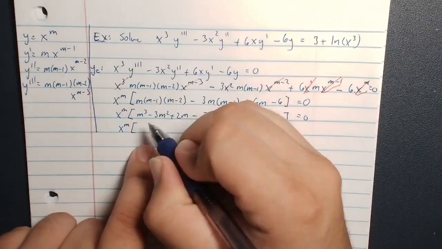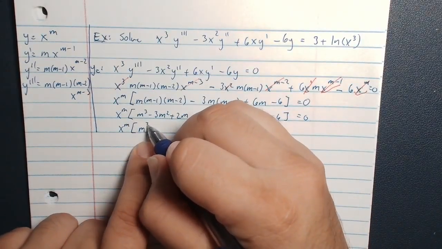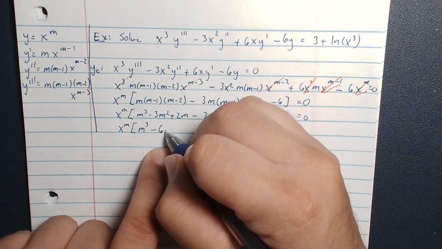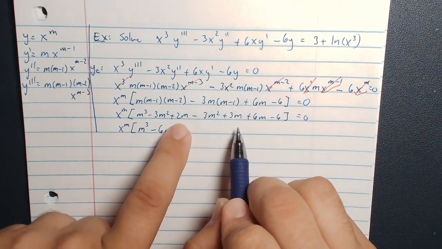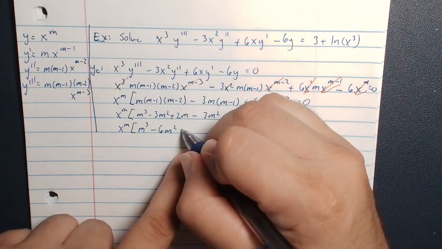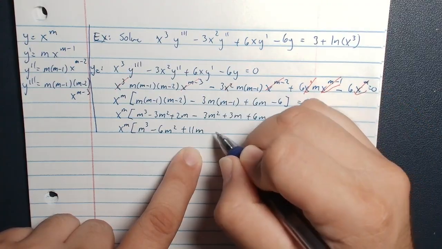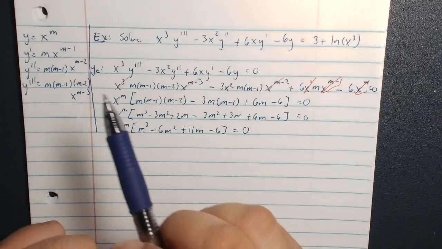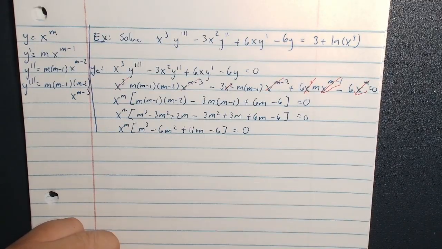Here I've got x to the m times m cubed minus 3 minus another 3, that'll be minus 6m squared. That'll give me 5 and 6, that makes 11m. And then minus 6 equals 0. All right, so through this substitution, we get this equation.